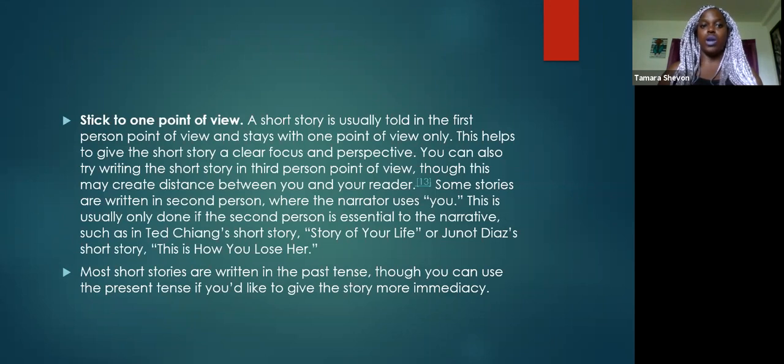You can also try writing the short story in third person point of view, but this creates a lot of distance between you and your reader. You want it to be a little bit easier to understand the trials and tribulations of that specific person, so you can feel more attached to the story. If you're telling it in third person, it's like someone watching over another story, so it creates more distance between the reader and the actual person that they're trying to connect to within the story.